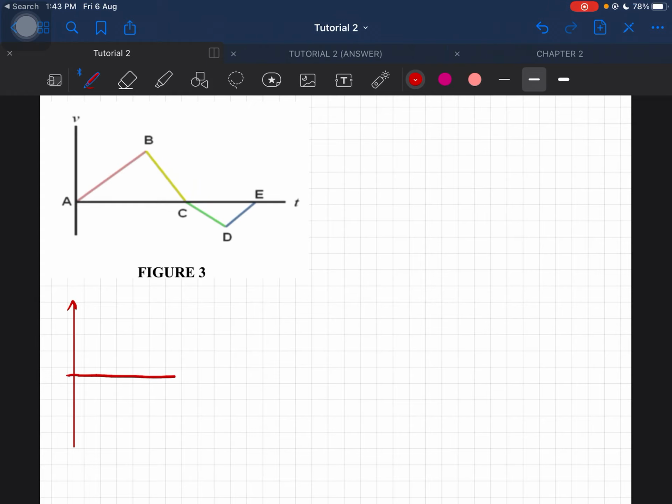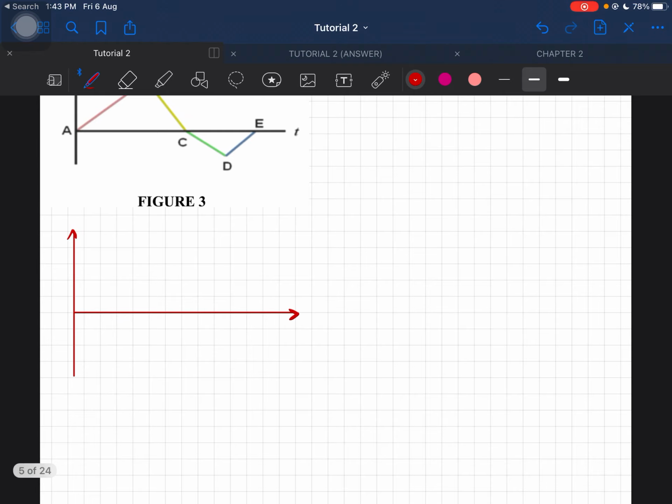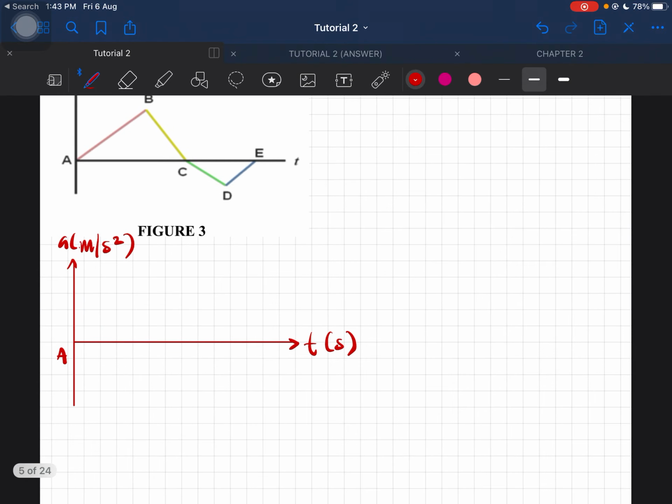Displacement against time. So this is our acceleration against time. This is acceleration, meter per second square. This is time, second. So this is point A. Let's just assume that point B is somewhere here, C is somewhere here, D is here, and then E is here.